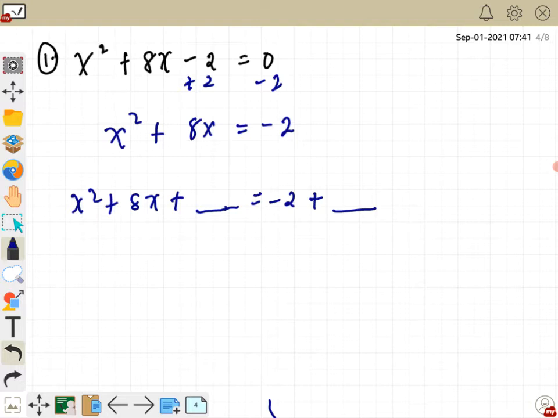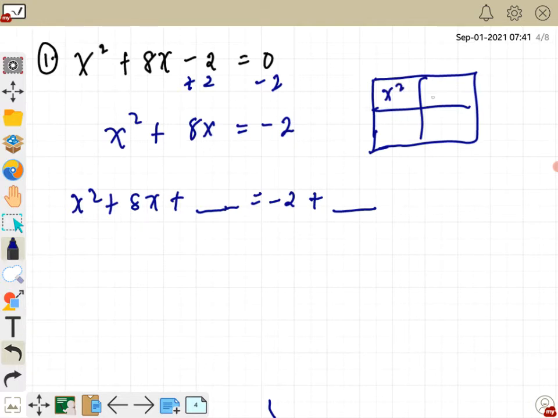Okay, so now as we discussed a while ago, we have to complete the square of the left hand side. We know that that is x squared, and the 8x must be 4x and 4x. So that gives us x and x, then 4 and 4, and that gives us 4 times 4, that gives us 16. So this must be 16 and this must be 16.